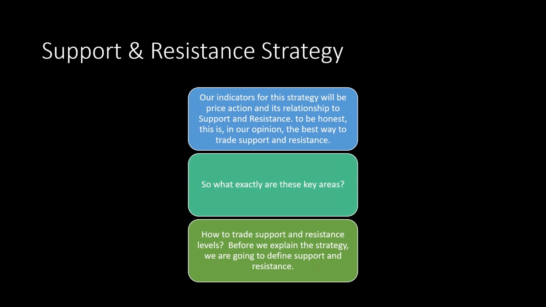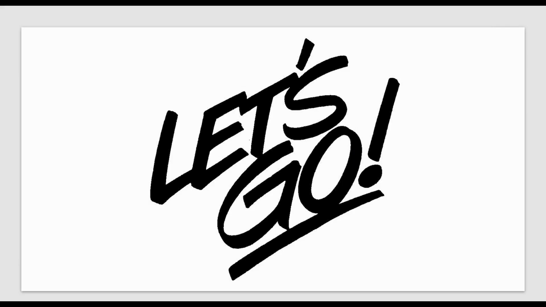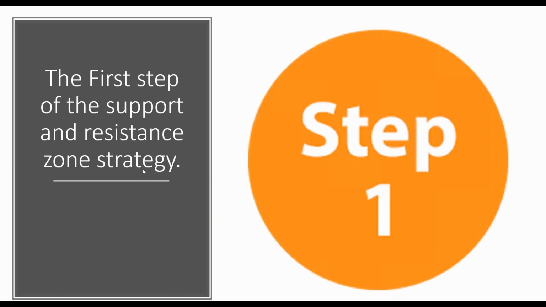So what exactly are these areas? How do you trade support and resistance? Let's go and take a look. Now, this is a single indicator. You need to combine it with other indicators when you're trying to interpret what price is telling you and understand it all. But you have to start with something. Okay, so what's the first step?